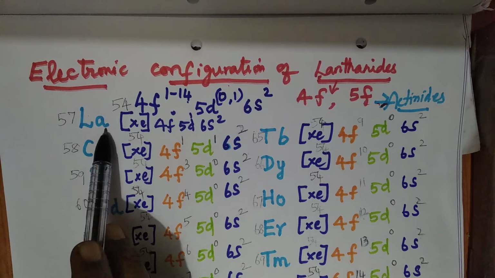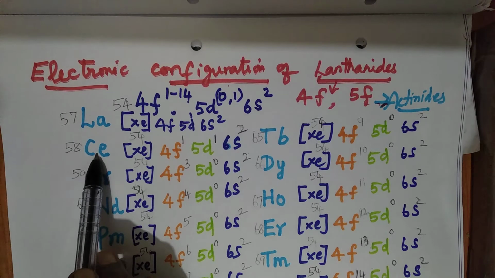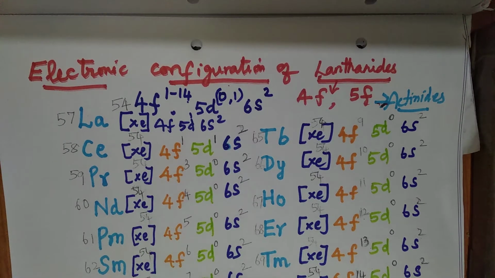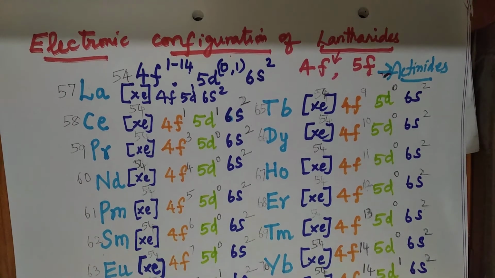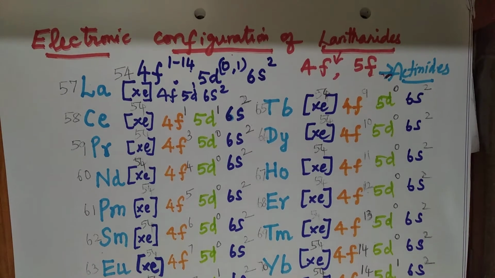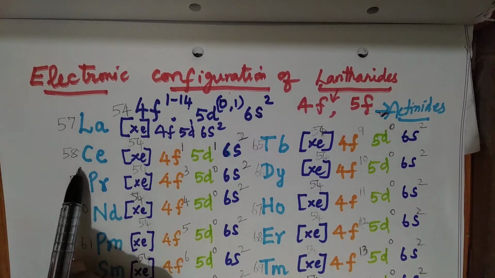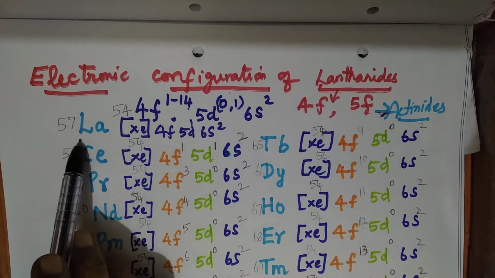This is actually lanthanum. This does not go with the 4f block. After lanthanum comes cerium. There are 14 elements, from cerium to lutetium. These are called lanthanides. Since they are following lanthanum, we call them lanthanides. We'll just go with the names of the elements first.